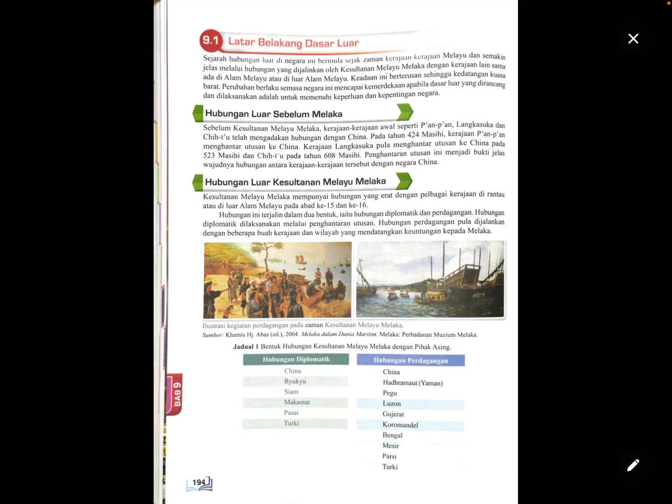Okay, so the last bab, bab 9, talks about how Malaysia makes friends with other countries. That's the simple way of saying it. So firstly, it talks about the background of dasar luar. Dasar luar means outside relations. How do we become friends with other countries? How do we join these organizations in the first place?